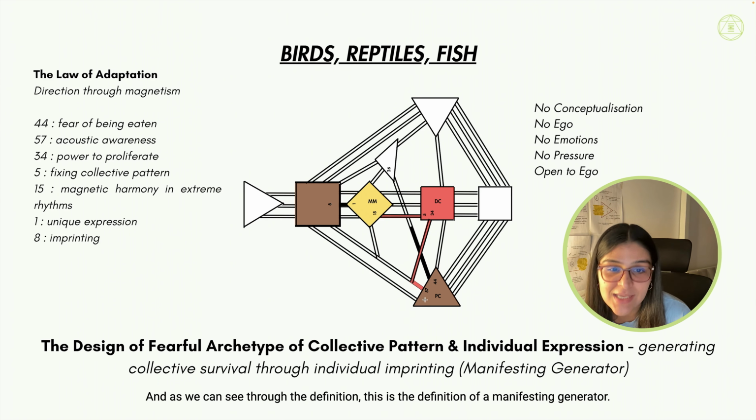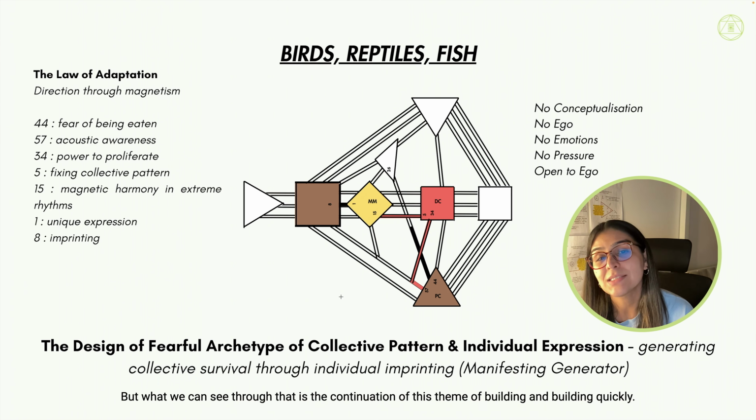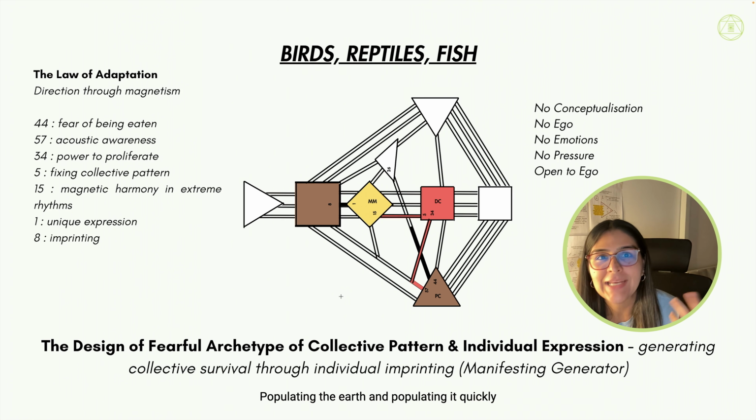And as we can see through the definition, this is the definition of a manifesting generator, even though most birds, reptiles, and fish will probably be reflectors as well. But what we can see through that is the continuation of this theme of building and building quickly, populating the earth and populating it quickly so that different forms can evolve and come into being.